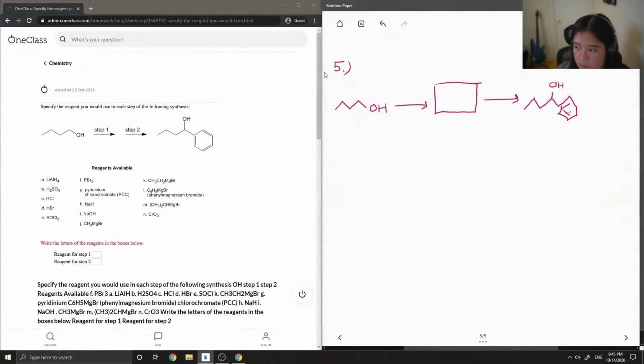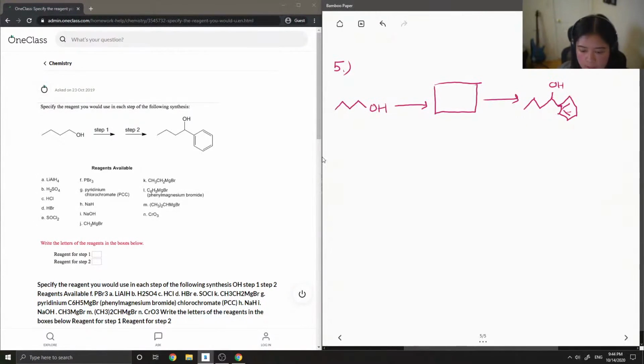To get a new carbon bond formed here. And you also want to keep this alcohol group on the same carbon. So 1, 2, 3, 4, 1, 2, 3, 4. So we're looking for this intermediate, and we're also looking for the different reagents. Okay, so let's just look at the reagents that are available, and then we'll try to do process of elimination.